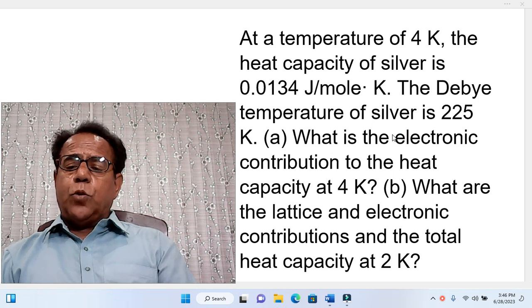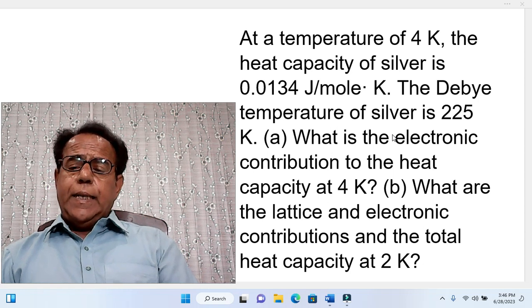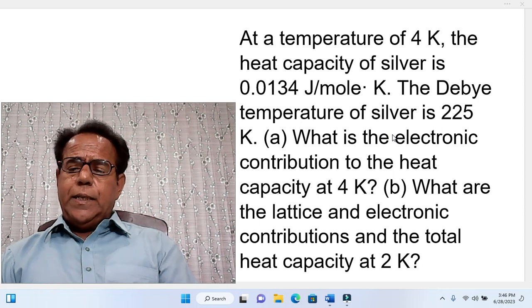Part A. What is the electronic contribution to the heat capacity at 4 Kelvin? Part B. What are the lattice and electronic contributions and the total heat capacity at 2 Kelvin? Okay, in part A add 4 Kelvin, in part B add 2 Kelvin.